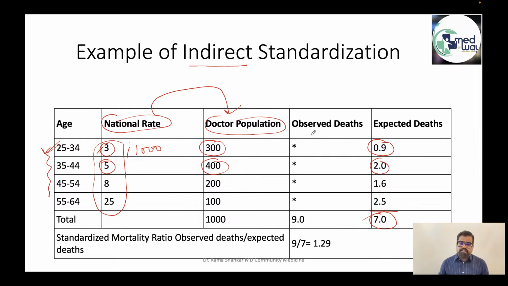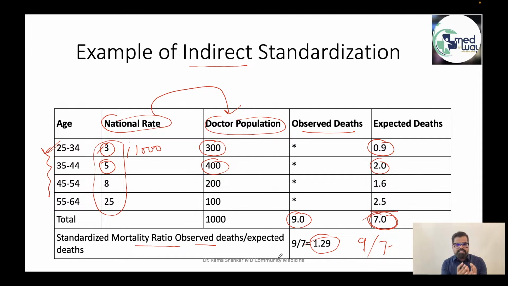We have already got this data of observed death. Real death in doctors is 9. The expected death is 7. So if you remember the formula, I said the standardized mortality ratio is observed death over expected death. Observed death is 9 and the expected death is 7. So the value is more than 1. So this is the way you have to calculate the standardized mortality ratio.